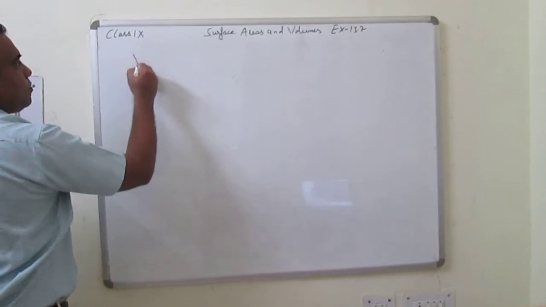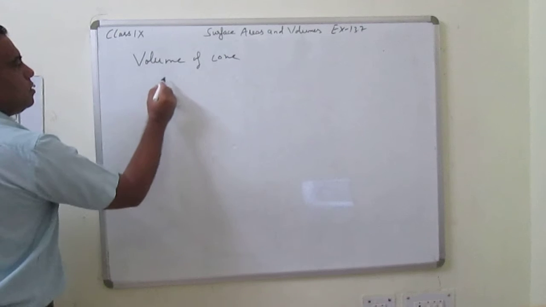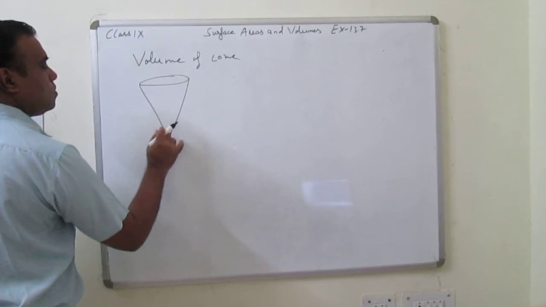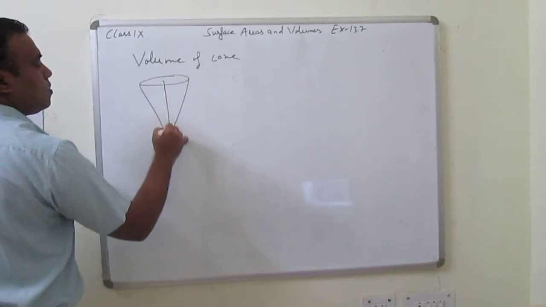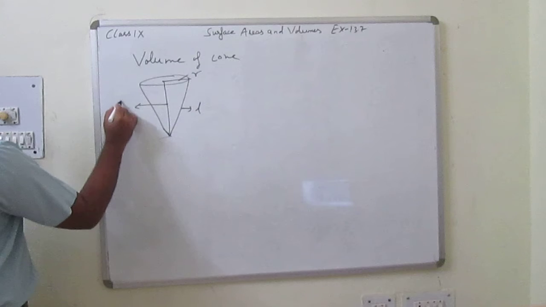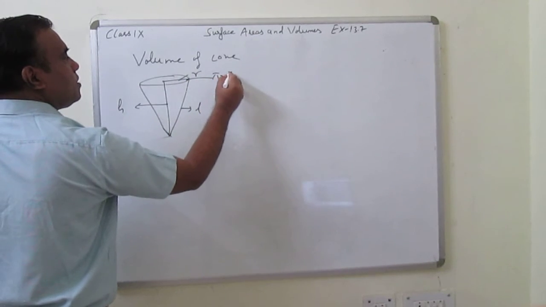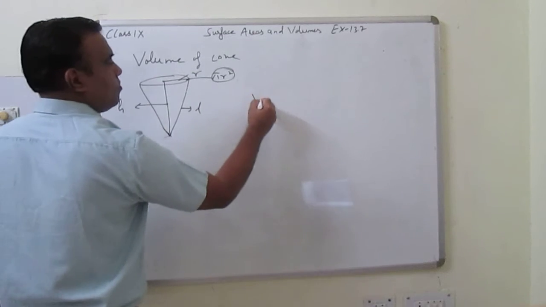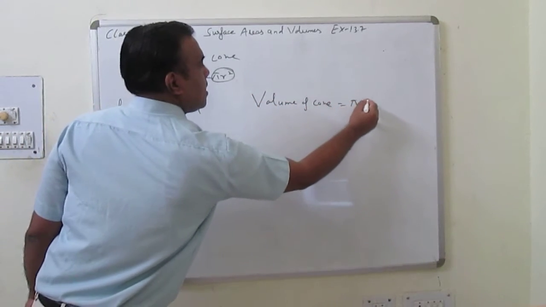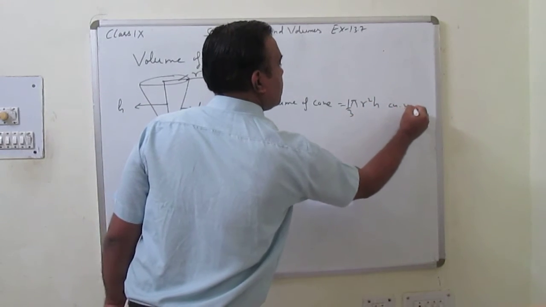13.7. Today we will start volume of cone. So this is a right circular cone of radius r. This is slant height and this is height. So this is base area pi r square and this is height. So volume of cone is equal to 1 upon 3 pi r square h cubic unit.